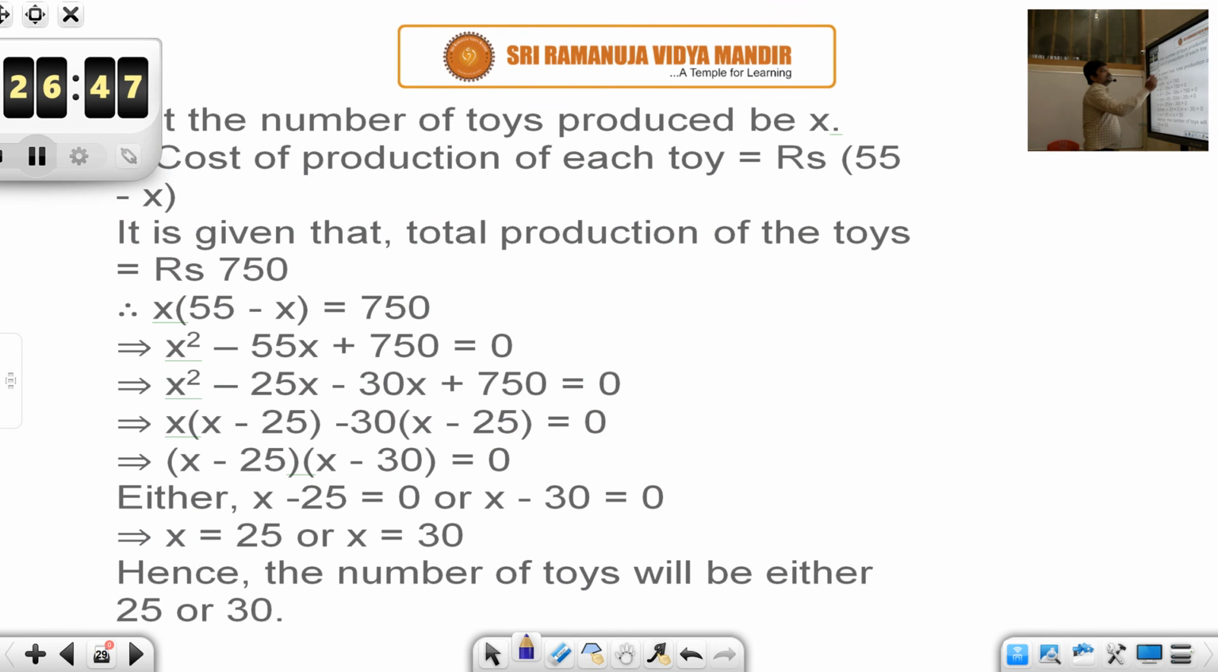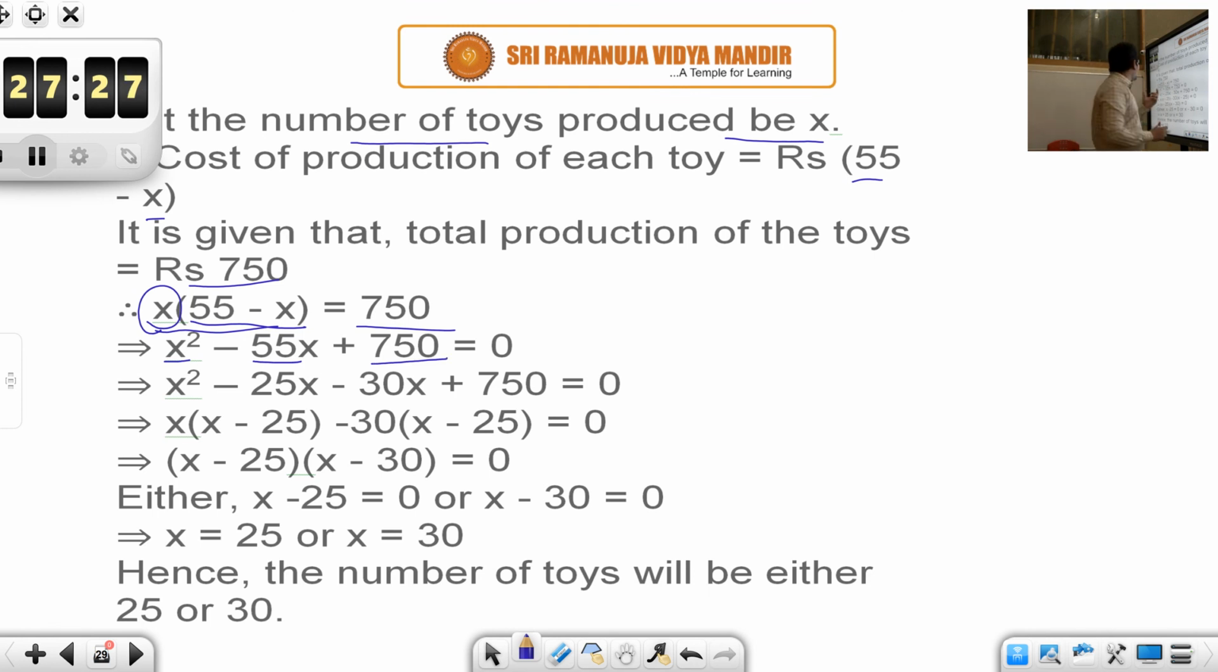So let's look at how to do it. Assume the number of toys produced on that day be x. So the cost of production of each toy is 55 minus x rupees, that is given in the question. So it is given that the total production cost of the toys is rupees 750. Each toy costs 55 minus x, and since x toys are produced on that day, the total cost is x times 55 minus x. This is given as 750. So multiply these two terms, expand, and rewrite on one side. So you will get x square minus 55x plus 750 is equal to 0.